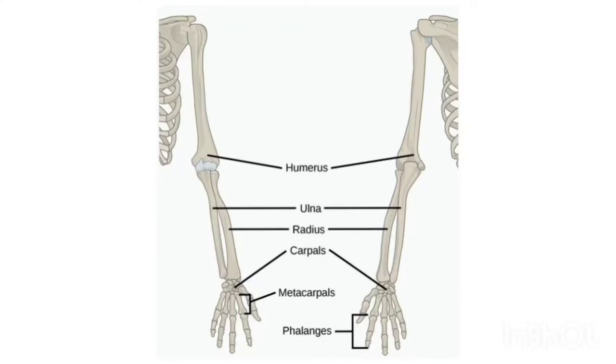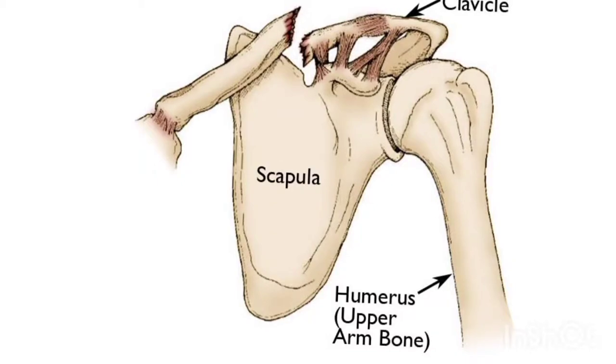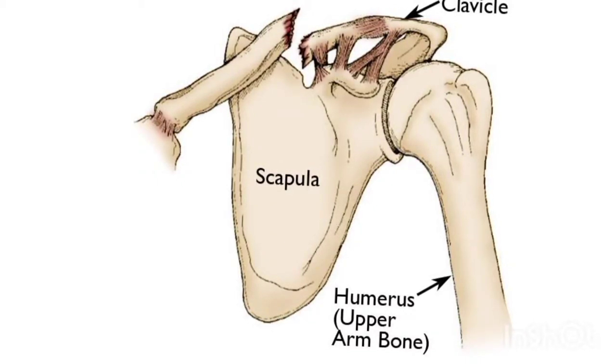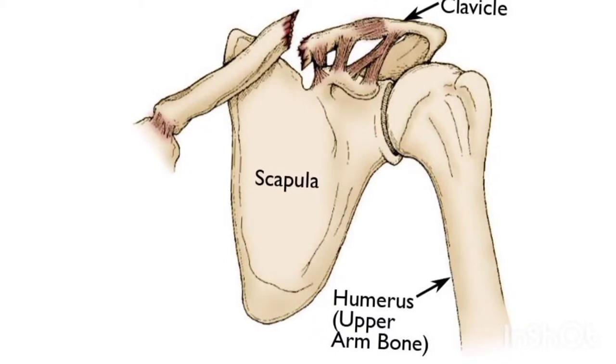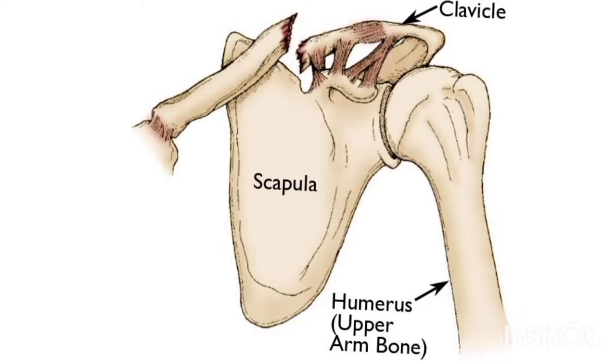Friends, in the upper limbs there are 64 bones, and in the lower limbs there are 62 bones, okay? Friends, as I have told, the girdles help to connect the limbs to the vertebral column or the backbone and the skull, right? For example, in the hands, the clavicle helps to connect it with the spinal cord and the skull, right? So this is the example for the girdles, okay?